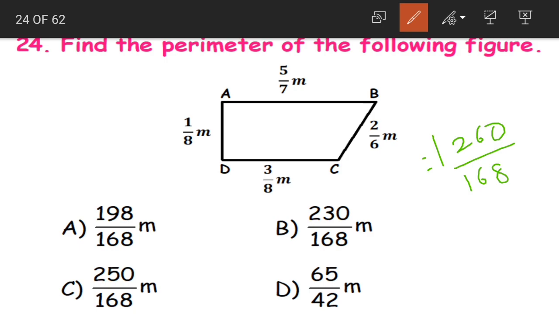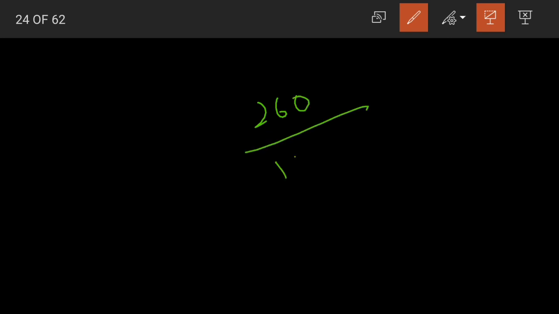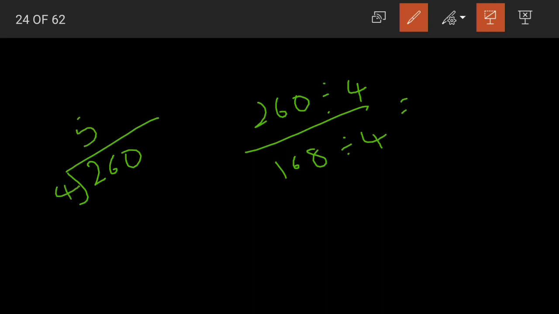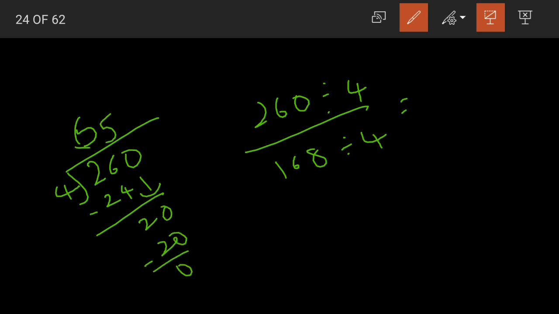Now here in the given options we do not have 260 by 168. So is this our wrong answer then? No. See, 260 divided by 168. They both have 4 as their common factor. When we divide both the given numbers by 4, see 260 by 4: 4 sixes are 24. When we subtract, 2 is remaining, 0 brought down, 4 fives are 20. So when we divide 260 by 4, 65 is our answer.